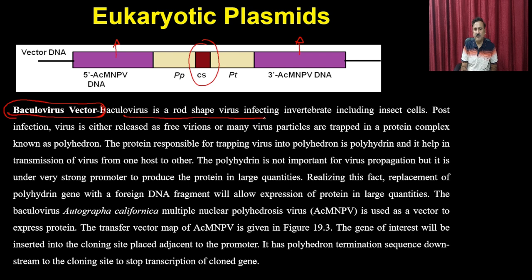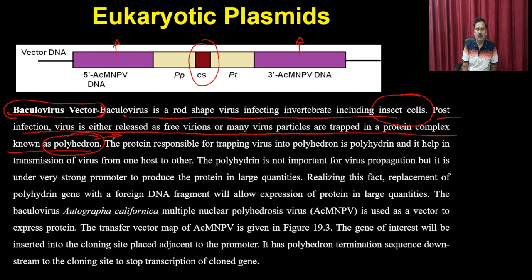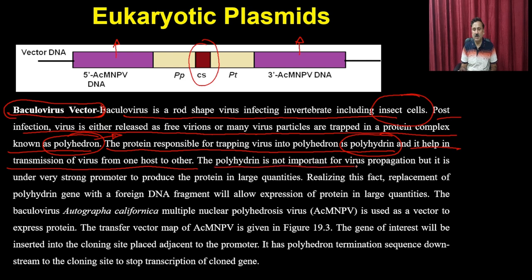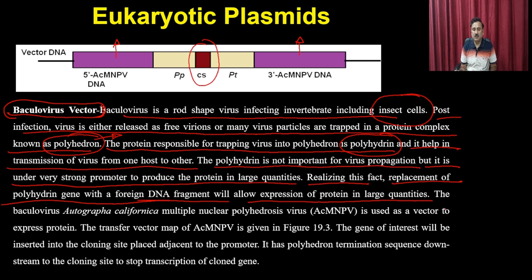Baculovirus is a rod shaped virus which infects invertebrates such as insect cell lines. Post infection, the virus is either released as a free virion, or many particles are trapped in a protein complex known as polyhedron. This polyhedron is a protein. The protein responsible for trapping the virus is called polyhedrin, and it helps in the transmission of virus from one host to another. The polyhedrin is not important for virus propagation, but it is under a very strong promoter to produce the protein in large quantity. Realizing this fact, replacement of the polyhedrin gene with a foreign DNA fragment will allow the expression of a protein in a large quantity.